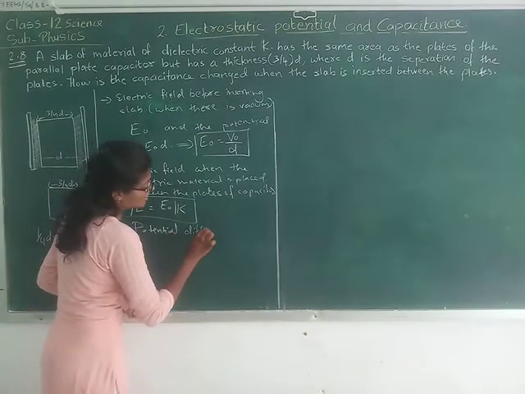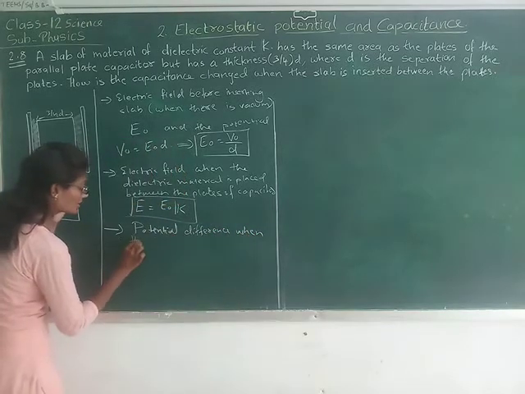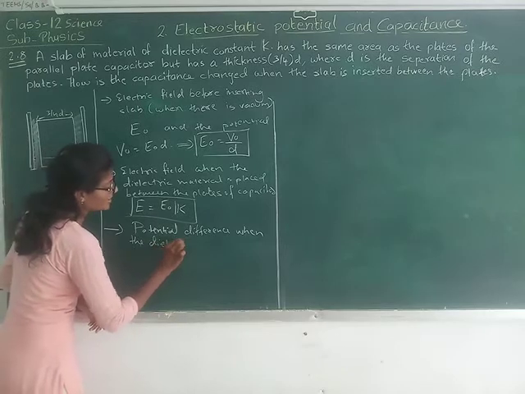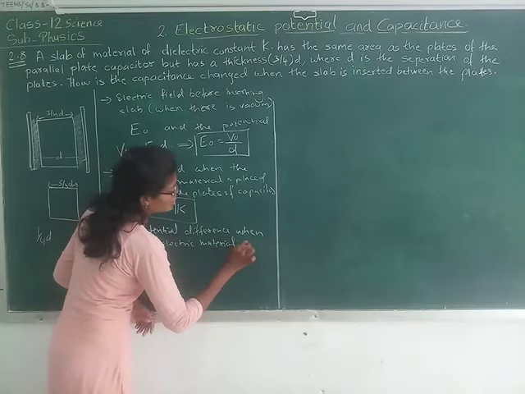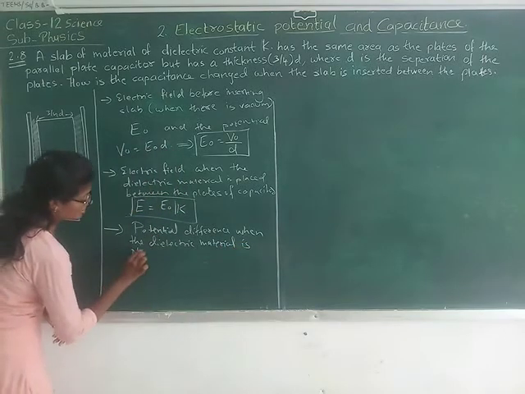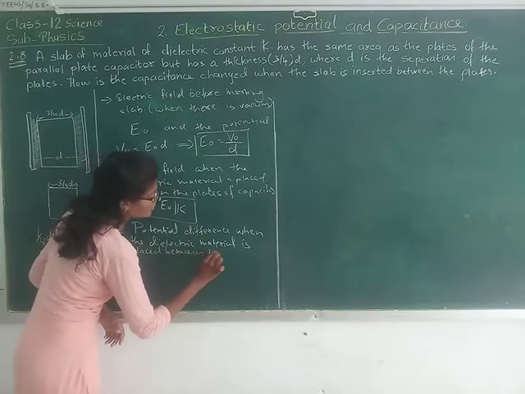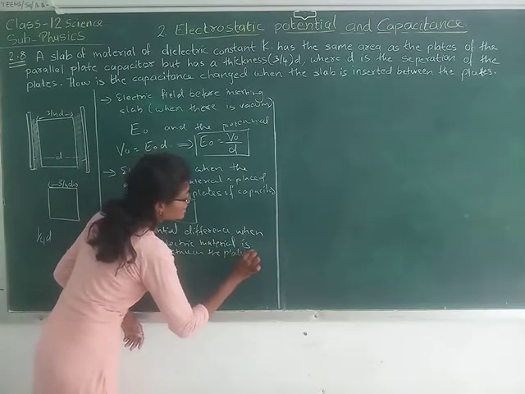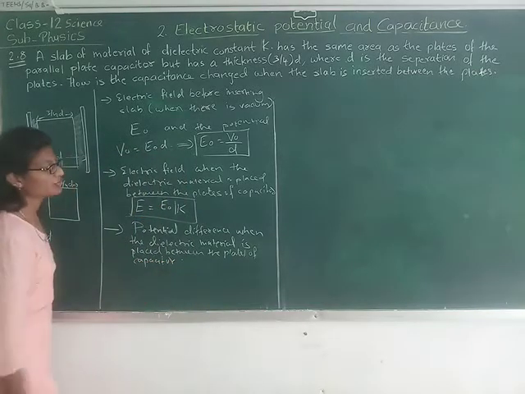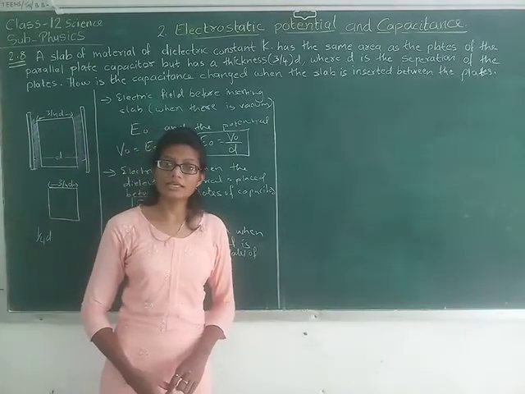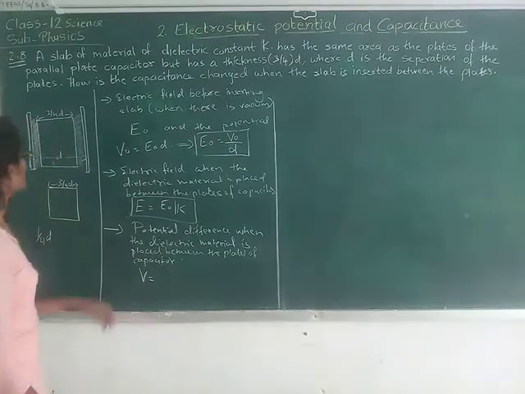Potential difference when the dielectric material is placed between the plates of the capacitor. We can use the general formula V equals to ED, right? So here we can write V equals to, what we need to consider?